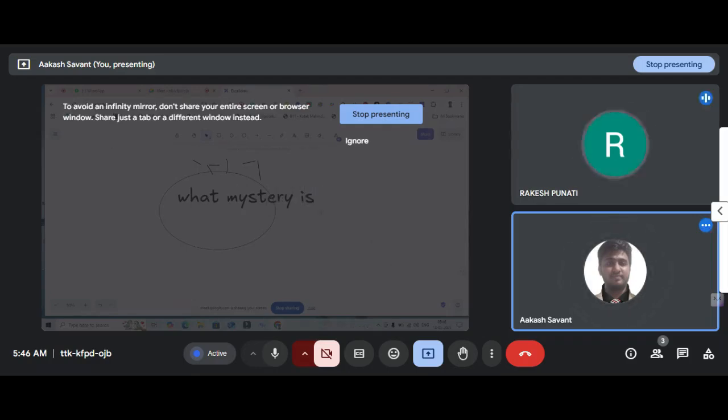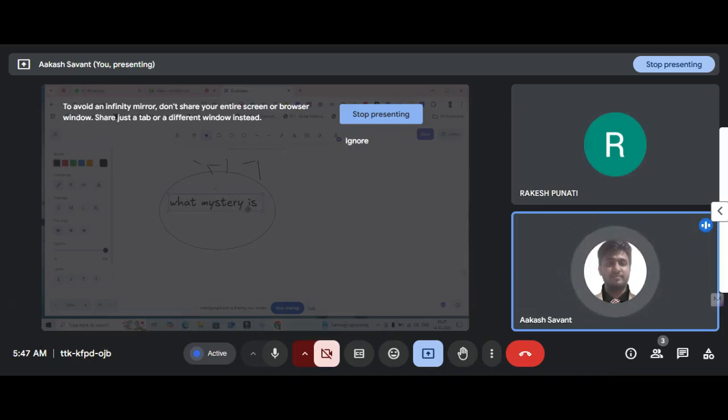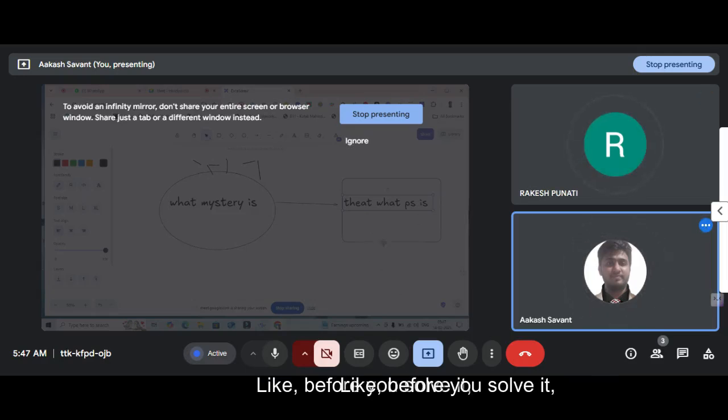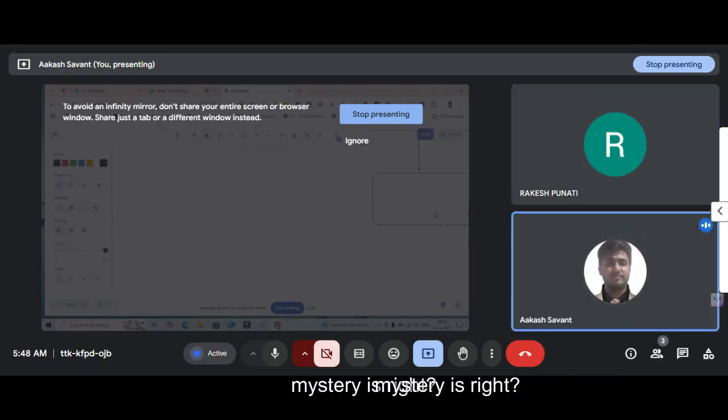Like this, what the mystery is, right? That is exactly what the problem statement is. I hope you got it now. It is the starting point of any data analytics project. Don't get annoyed, but this is what the thing is: the starting point.